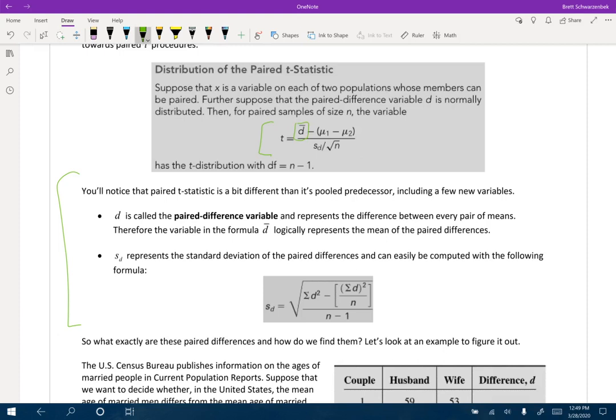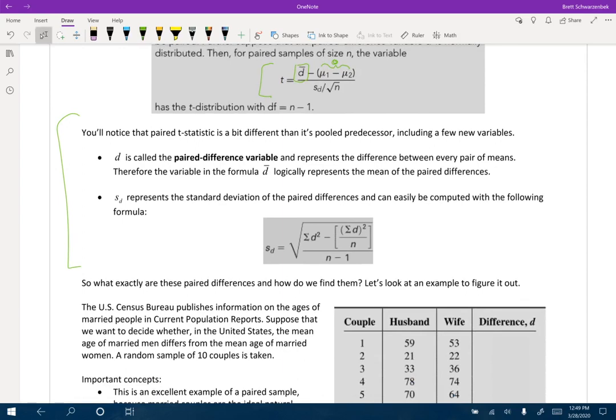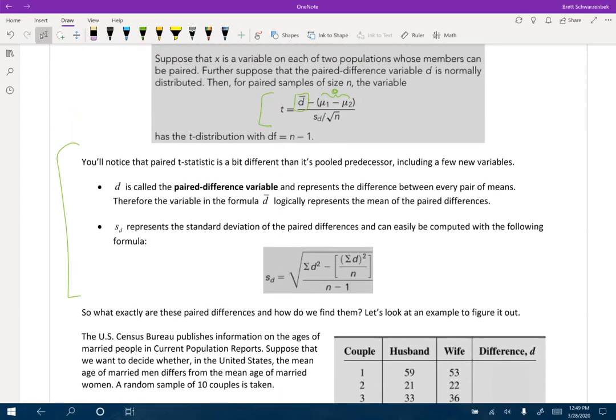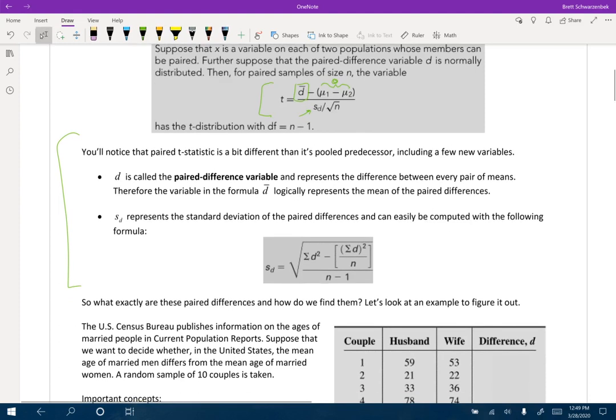Now, luckily, we know what's going to happen here again. So when we do the null, it is going to be a scenario where these two are the same, which means that's once again going to become 0, and all we're going to have is d bar in the numerator. Second thing, s sub d represents the standard deviation of the paired differences. So that's this guy right here. So how do we compute that? We compute it using this formula right here.